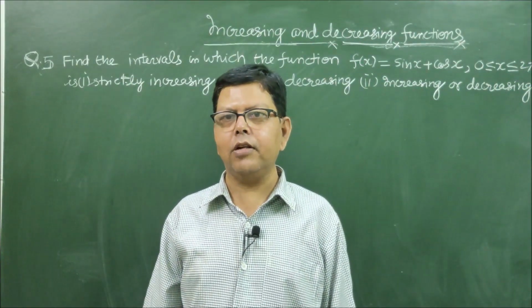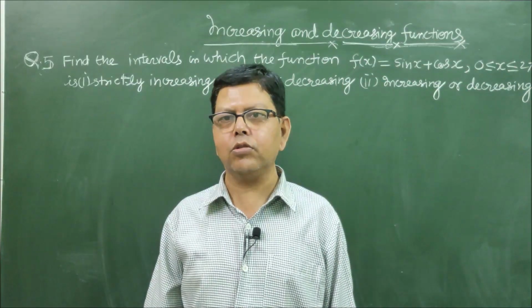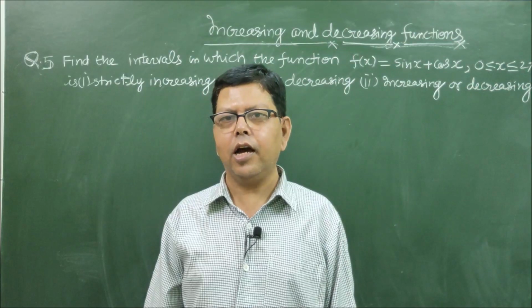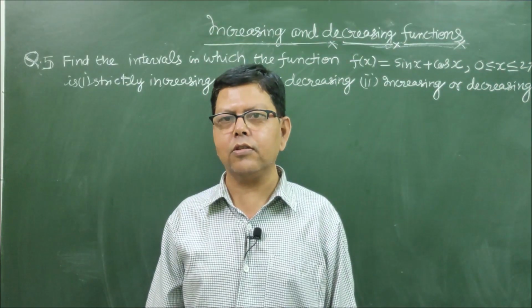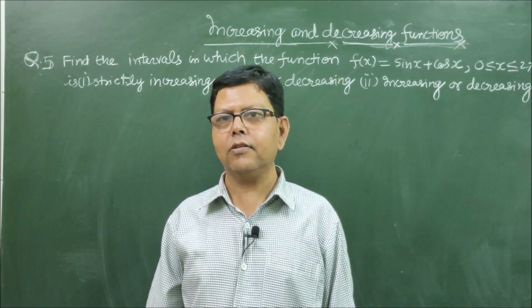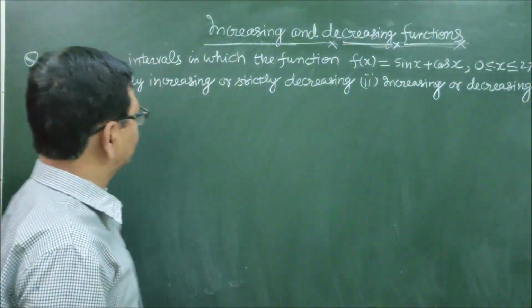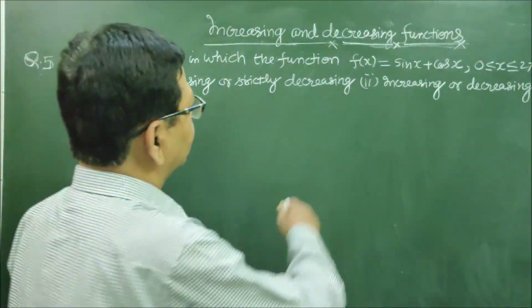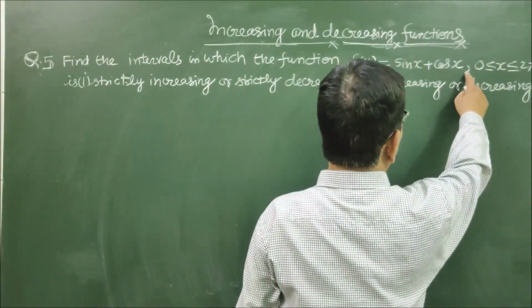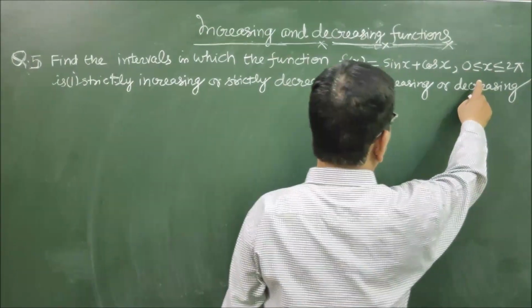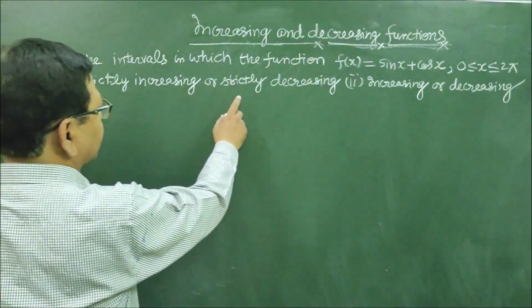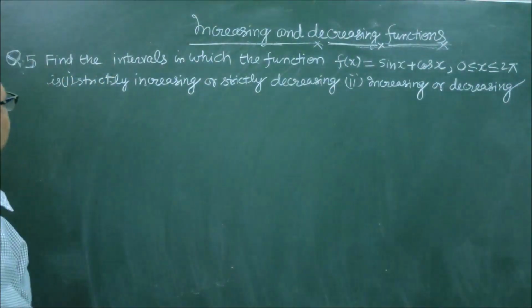In this session I will discuss some important questions of increasing and decreasing functions. I have already discussed 4 questions in the earlier session. So let us start with question number 5. Find the intervals in which the function f(x) = sin x + cos x, where x varies from 0 to 2π, is strictly increasing or strictly decreasing.